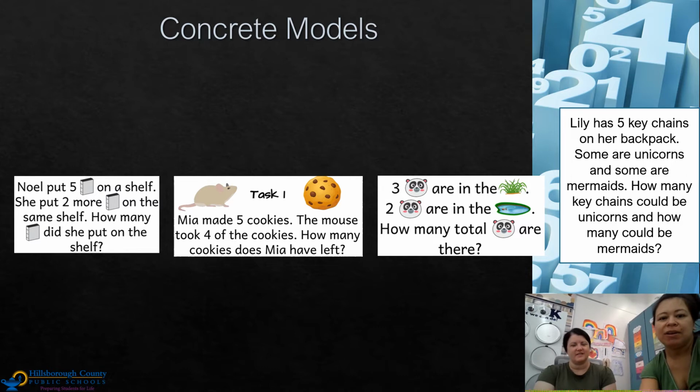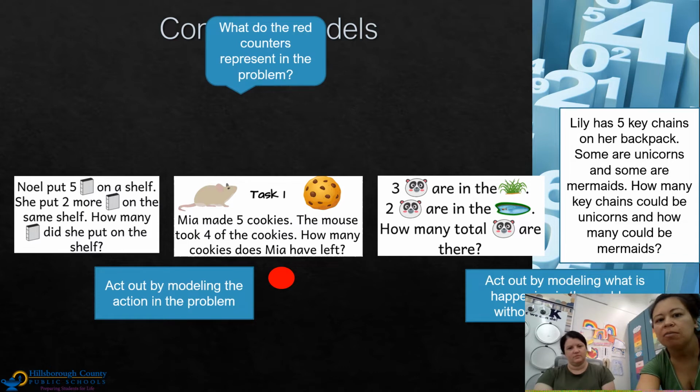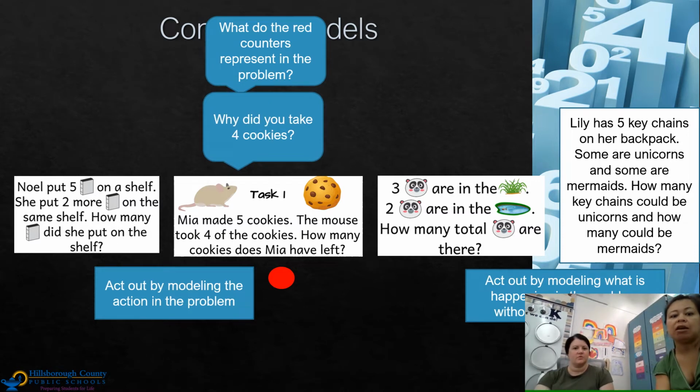Great, and now we're going to get into the Mia problem. We have that she made the 5 cookies, and here are the 5 cookies, and then we can see the action of them being taken away. And so a couple questions that could be asked with this problem. Again, what do the red counters represent in the problem, or whatever you're using, and hopefully they tell you they're the cookies that Mia made, or they're the cookies that the mouse took. And then why did you take 4 cookies? And then hopefully they tell you the mouse took them away. So then Mia has how many cookies left? 1. Yep, exactly.